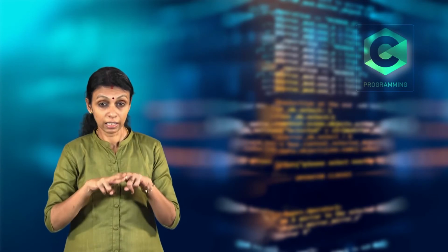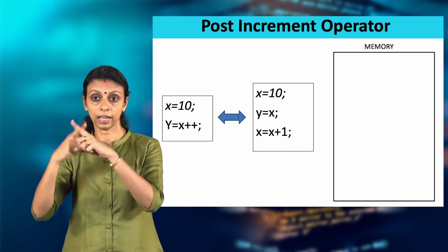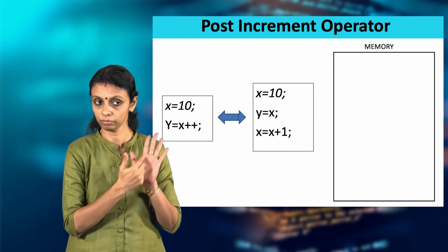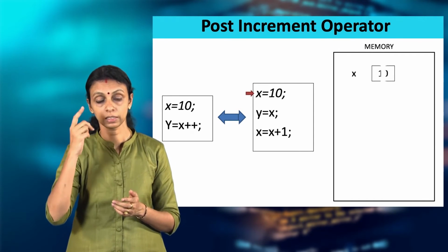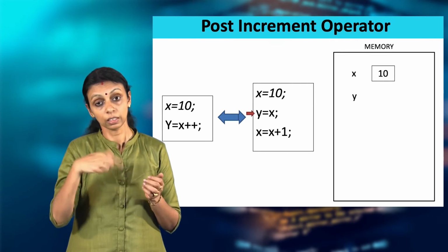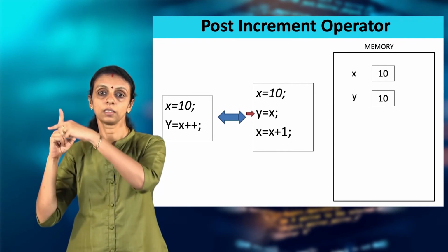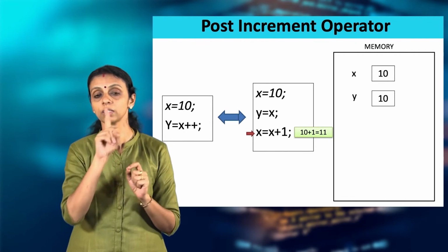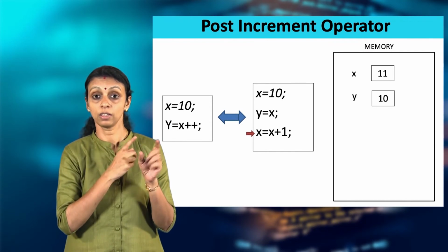If it is y is equal to x plus plus, this is how it runs. First, the value of x is saved in y, then 1 is added to x. So, the final value of y is 10 and that of x is 11.